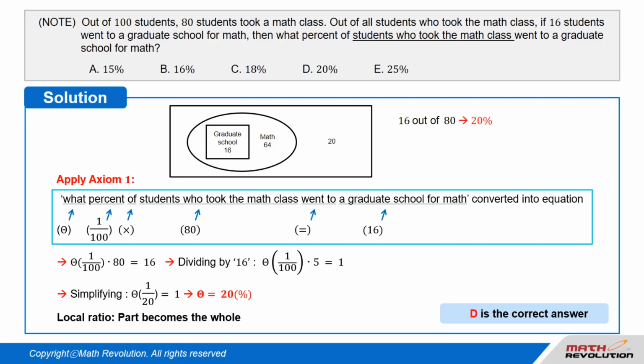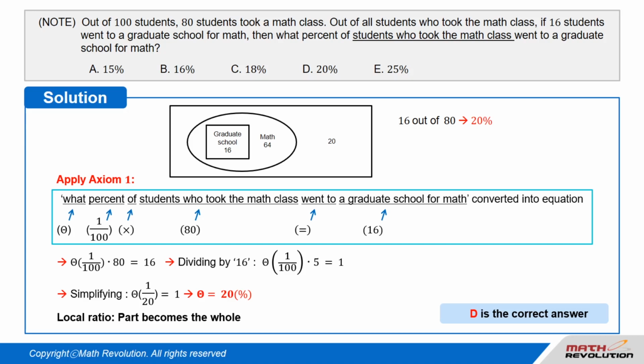That's right. You should catch the difference between the two questions above. That is the meaning of the local ratio. As you just saw, the denominator changed, and this was a local ratio. What was originally the part of the question became the whole. So that's what a local ratio is.